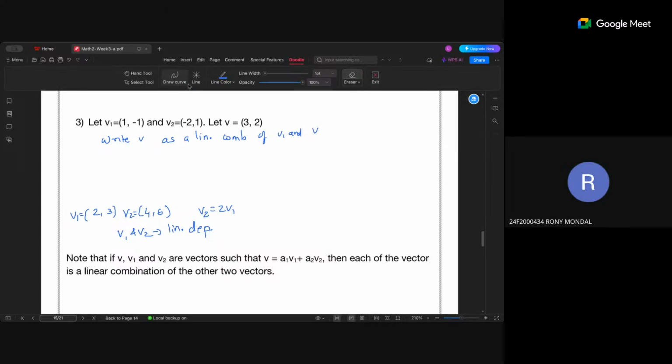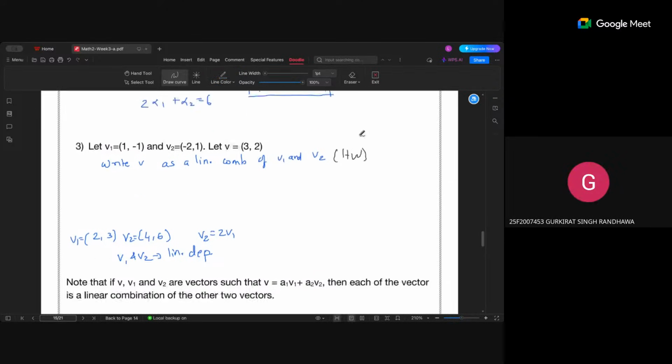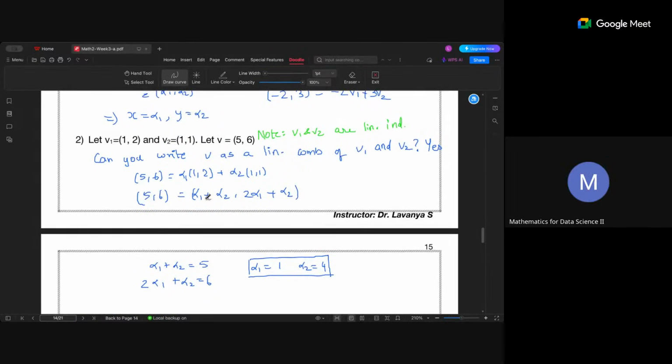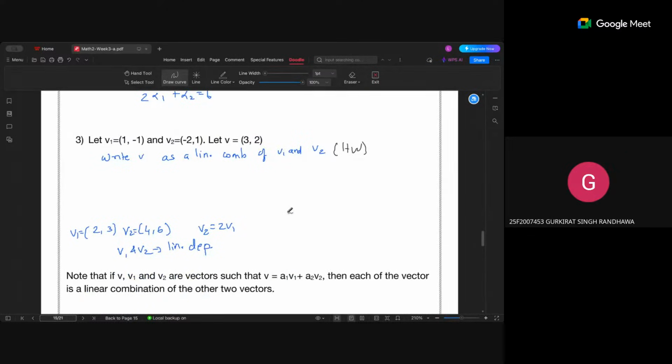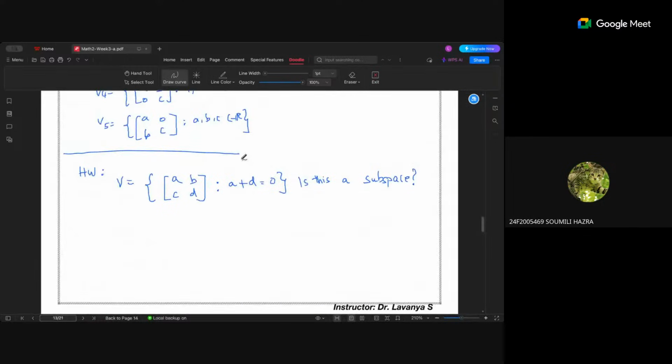Which homework question? The previous homework that you gave us. Not this one, that previous one, from before the start of linear combination, I think. Yes, this one. You want to note it down? I'm taking a screenshot. Okay, fine.